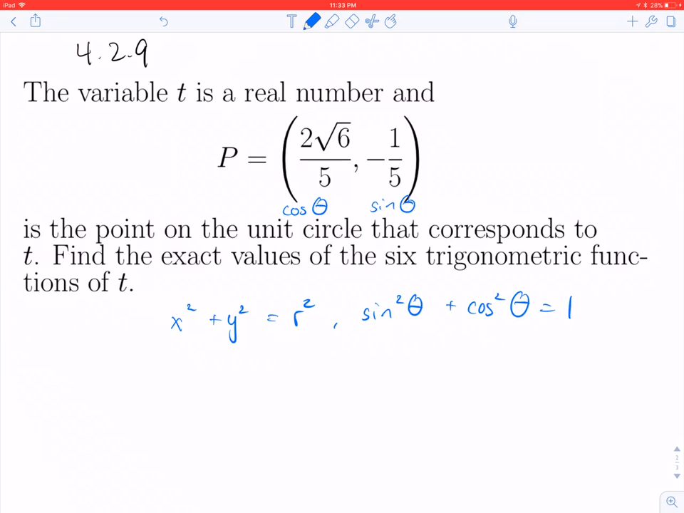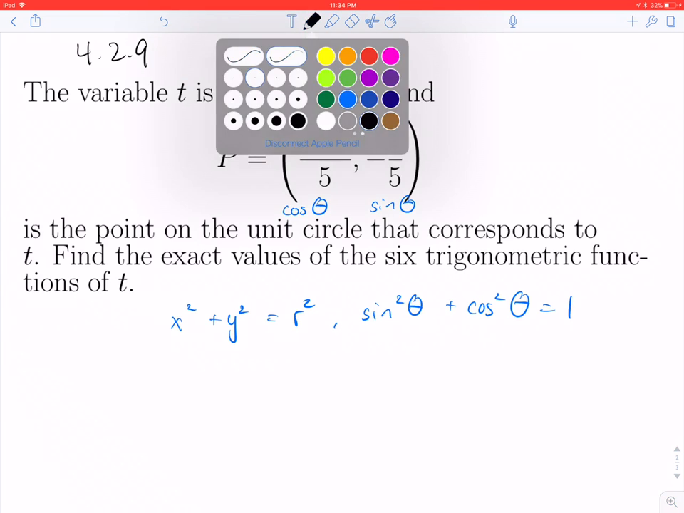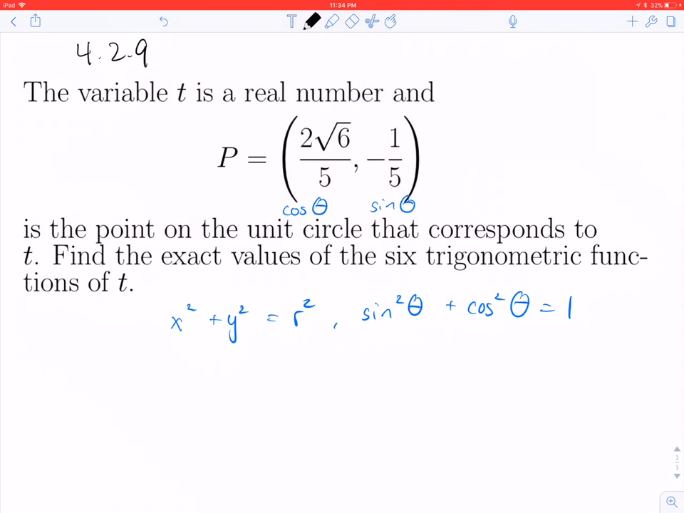We have this terminal point and we're on the unit circle, and it says to find the exact values of the six trig functions, so we just label this point cosine, sine. My first inclination is that sine of theta is going to be this negative 1 by 5, and then the cosine of theta would be this 2 root 6 by 5. It's just given to us because it's on the unit circle and the radius was 1, so I think we're good to go.